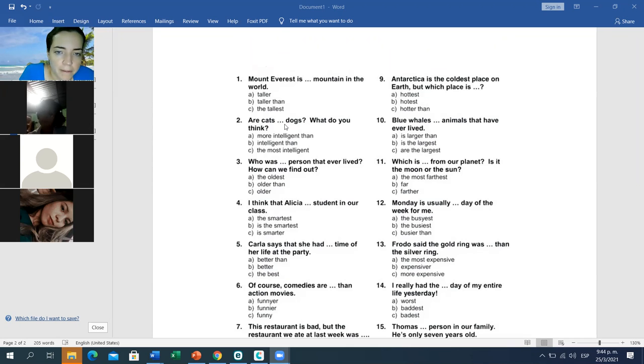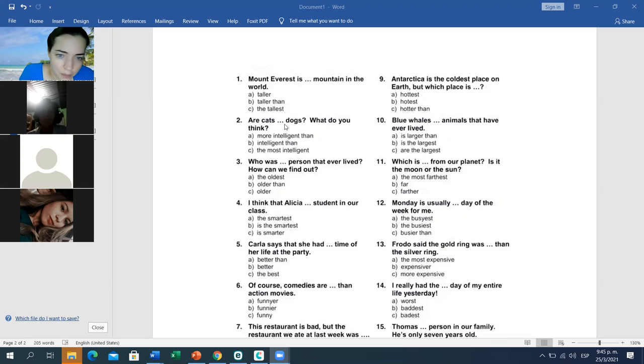Intelligent than dog. Intelligent. Anita. Intelligent. Okay. ¿Cuál es la regla? Which is the rule for when it's more than two syllables? ¿Cuál es la regla para dos syllables? More intelligent. Okay, porque estamos comparando. Are cats more intelligent than dogs? Yes. Esa es la regla, remember. Okay, from two syllables to one. What do you see? More intelligent than. Excellent.